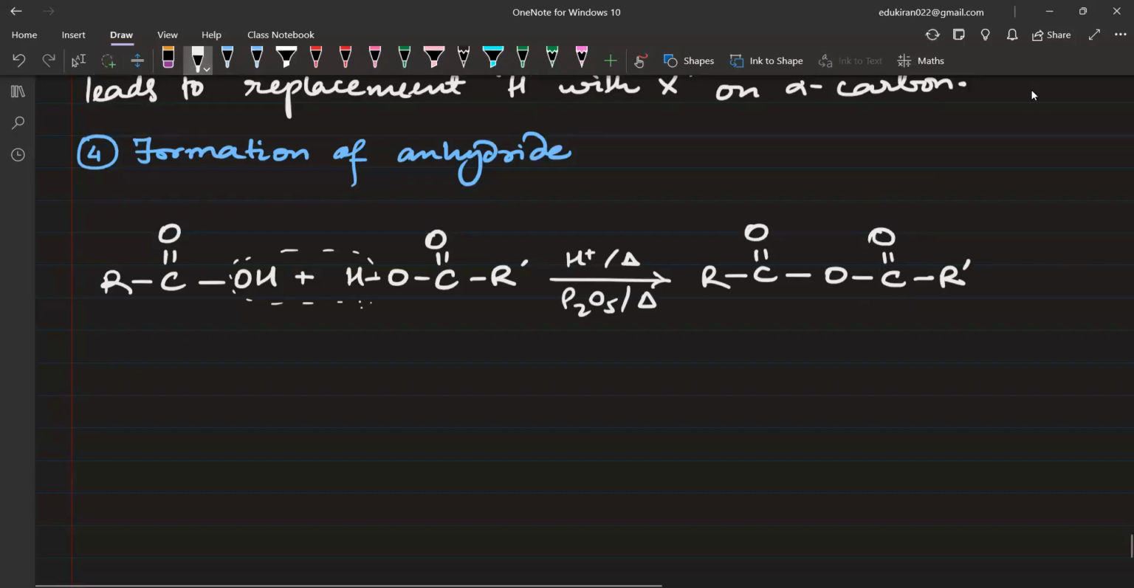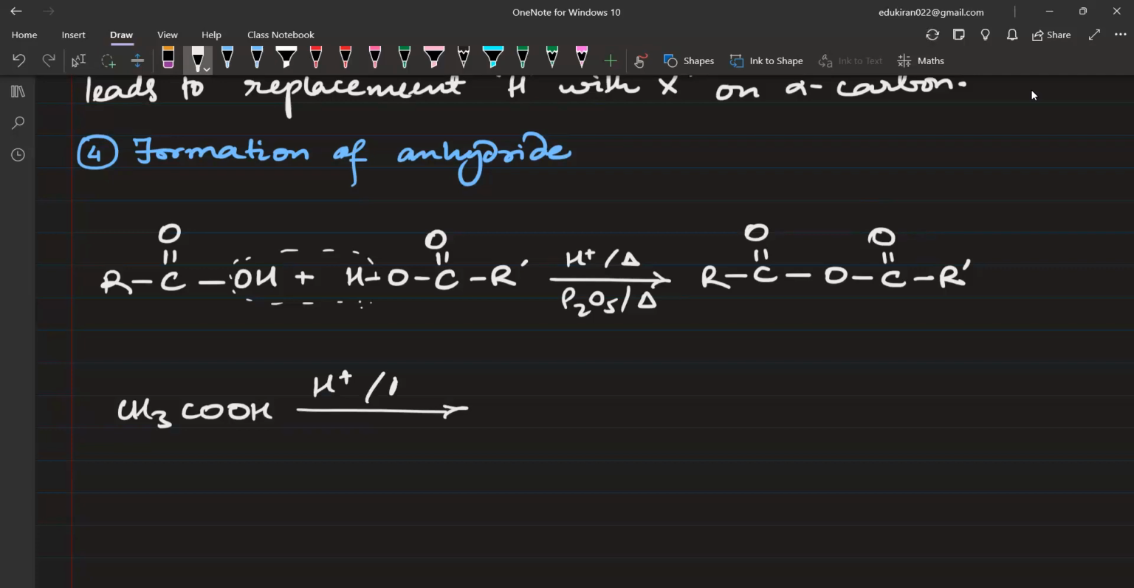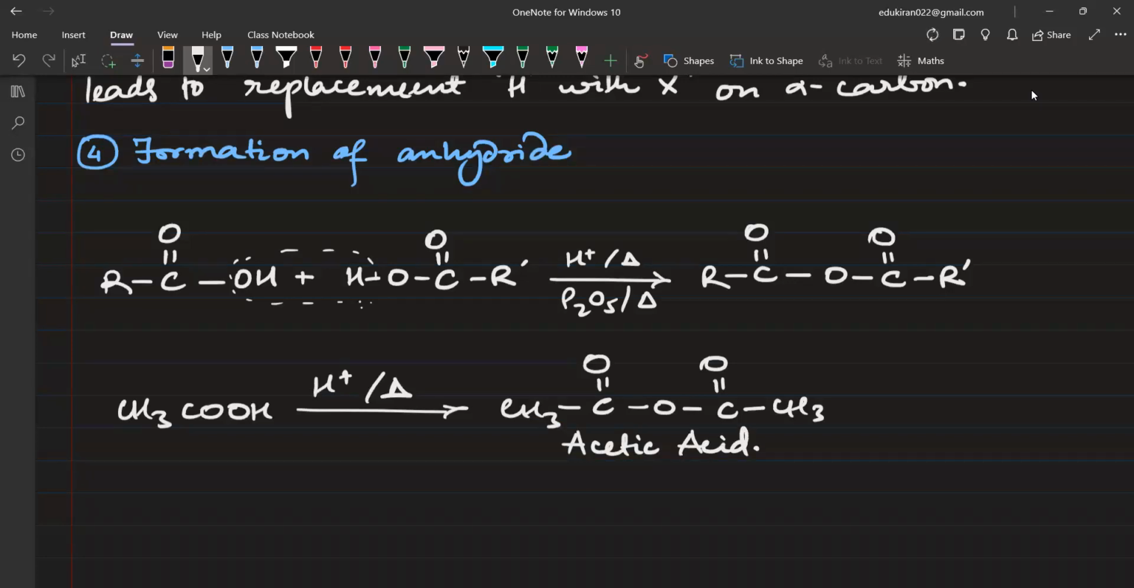So if you have, let us suppose, acetic acid, CH3COOH, in the presence of H plus and heat, what would happen? You will get acetic anhydride. It will be CH3, carbon double bond O, oxygen, carbon double bond O, and then CH3. This will be known as acetic anhydride. The starting compound is acetic acid.